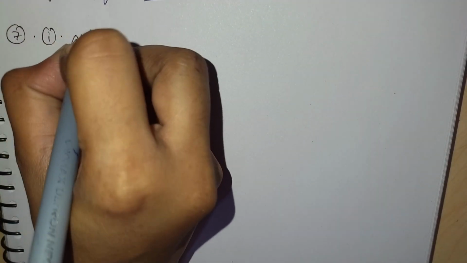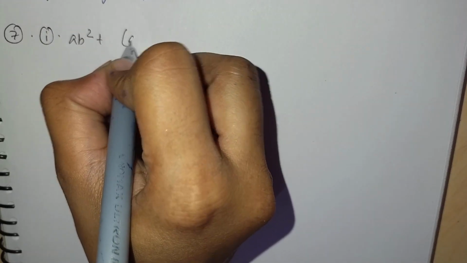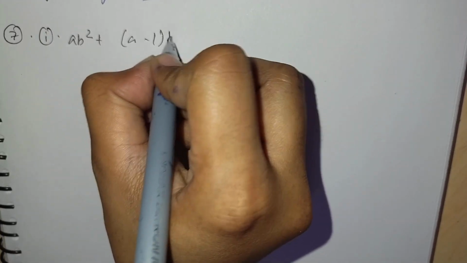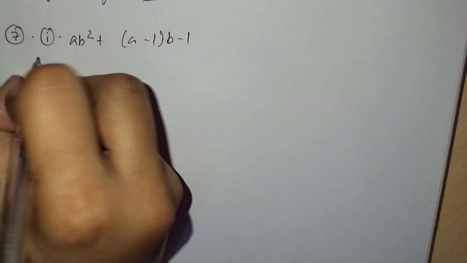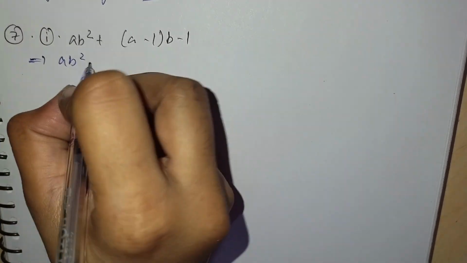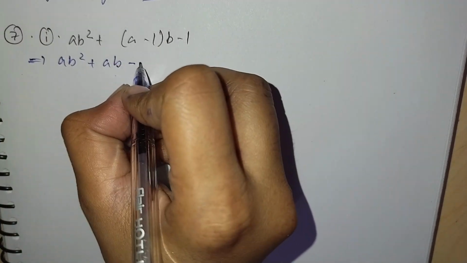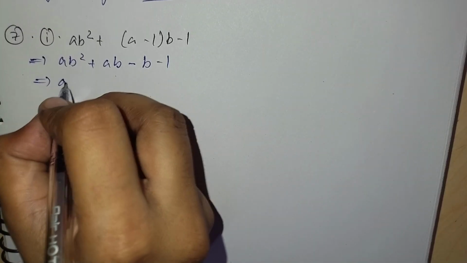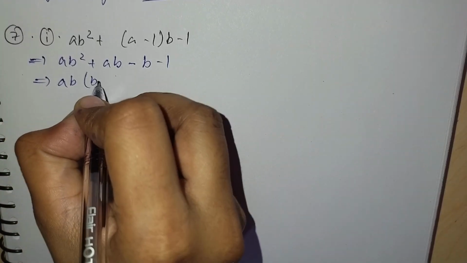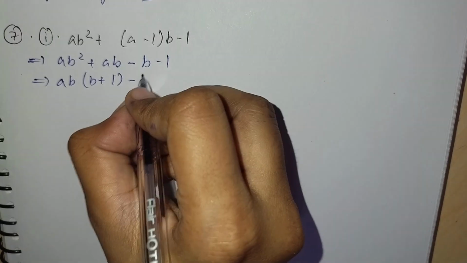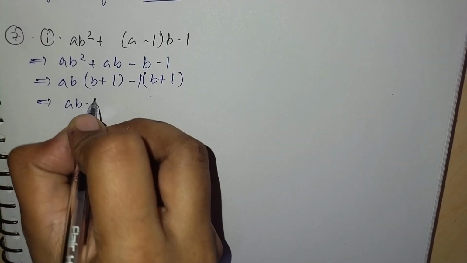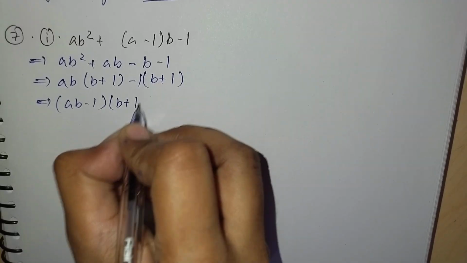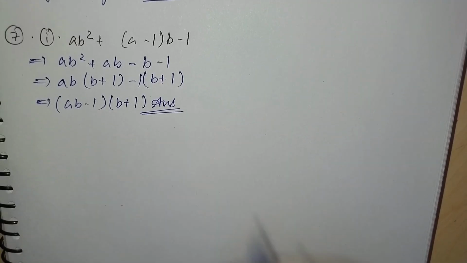Now let us solve the seventh first part, which is ab square plus a minus 1 b minus 1. So here ab square plus ab minus b minus 1. So here taking common, we will get ab, b plus 1, here minus, so b plus 1. We can write it as ab minus 1 and here b plus 1 as the answer in this question.